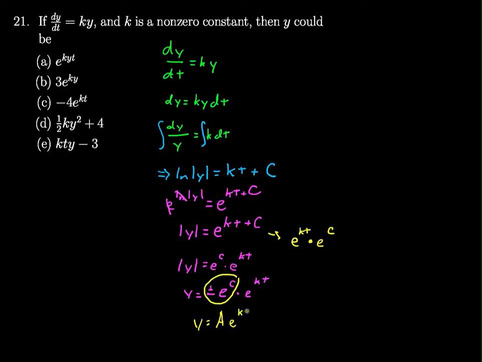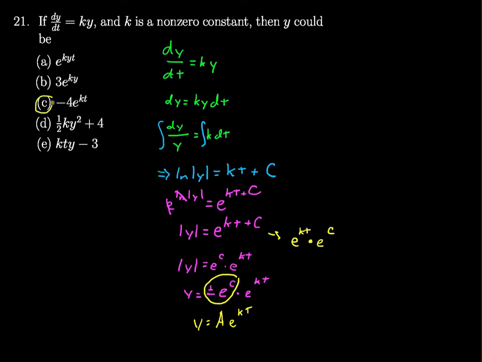It has to be in this format where there's some number a. And we look at these choices now, and we have my choices e to the kyt. Well, that doesn't fit this case. I just have a kt in the exponent. 3e to the ky. That doesn't fit either. I just have a kt up here. Negative 4e to the kt. This a, it could be positive or negative, and it could be some constant, so c should be my answer.